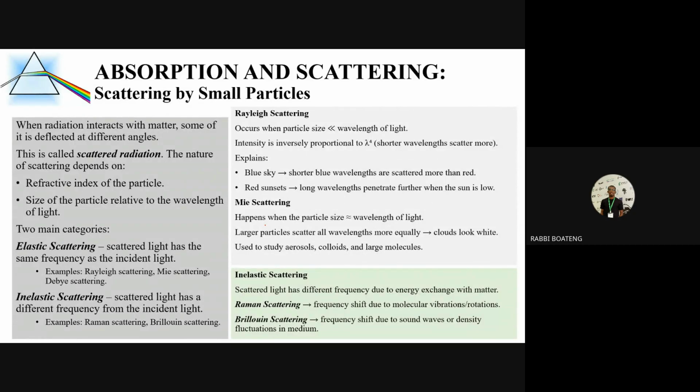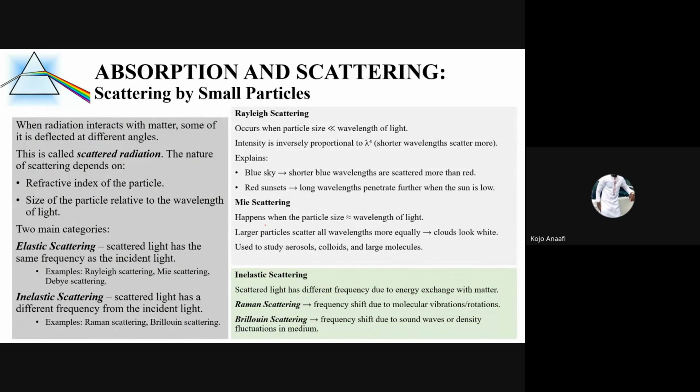So now let's look at particle sizes. Let's hold on to fluorescence. We are going back to scattering again. Let's talk about particle sizes when we are discussing fluorescence and scattering.